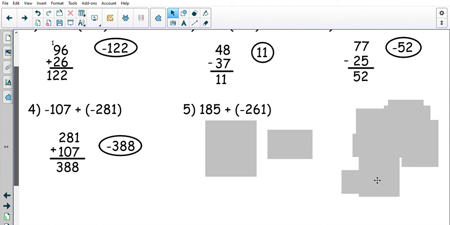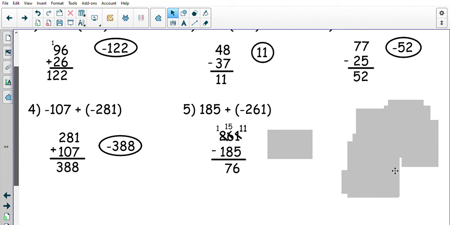All right, finally, 185 plus negative 261. In this problem, again, the signs are different. Positive 185, negative 261 means I need to find the difference. Please don't forget to put the bigger number on top though. We've got to borrow for this one, which is always tricky for students. So here's the deal. I can't take 5 from 1, so I borrow 1 from the 6. I made it a 5 originally without this 1 here, so the 1 became an 11.